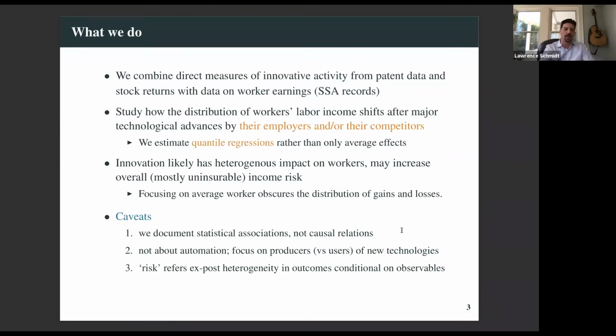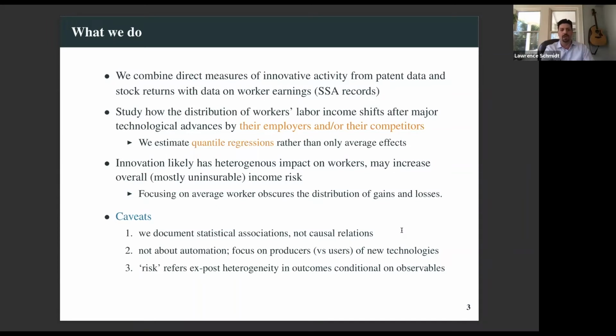Now, before I go any further, some caveats. These are statistical associations, not causal relations. We're going to argue there's a flavor of differences to what we're doing, but again, there could be other time-varying firm observables moving around as well. This is not necessarily about automation. We're thinking about producers of technologies rather than users of that technology. And risk here is just what the econometrician sees.